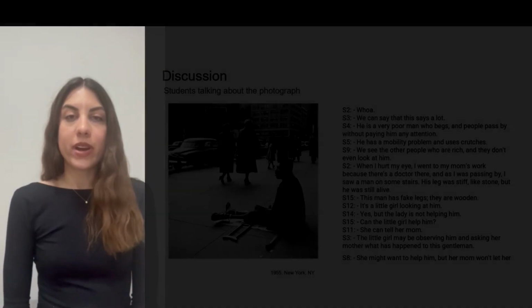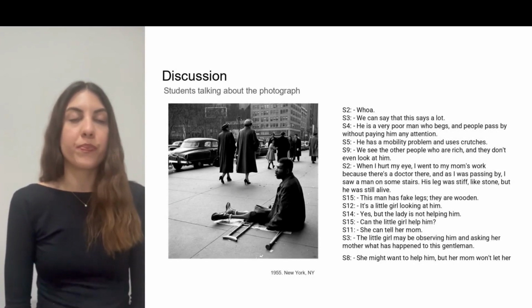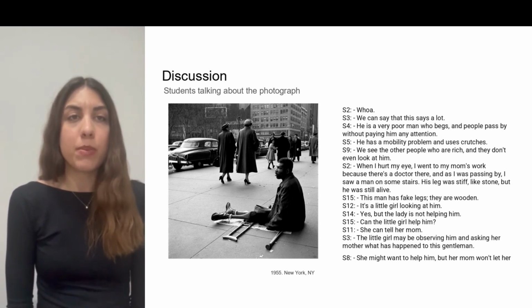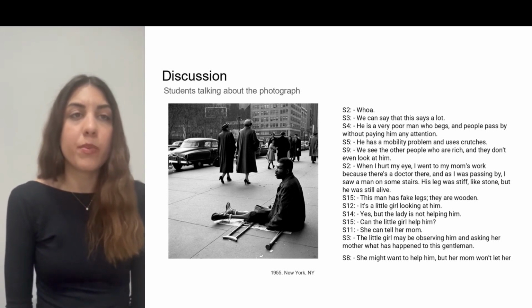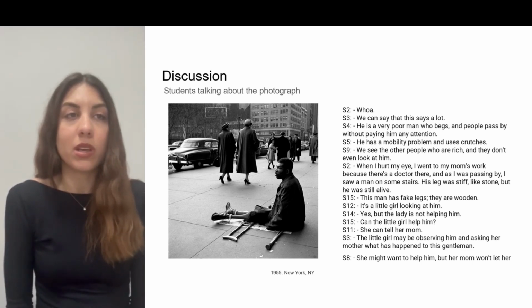To this slide, we have the discussion. Students talking about the photograph. "Wow, we can say that this says a lot. He is a very poor man who begs and people pass by without paying him any attention. He has a mobility problem and uses crutches. We see the other people who are rich and they don't even look at him."